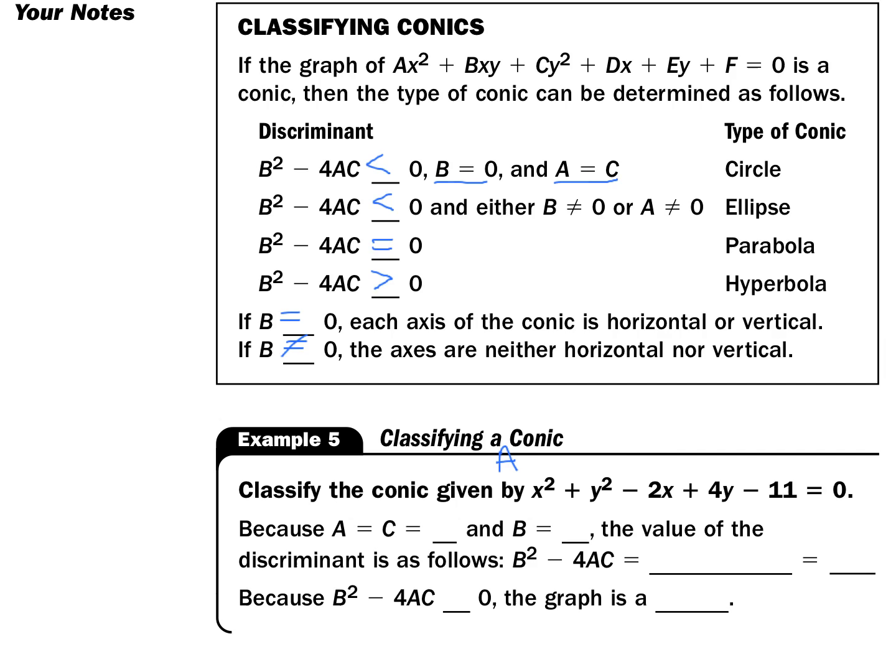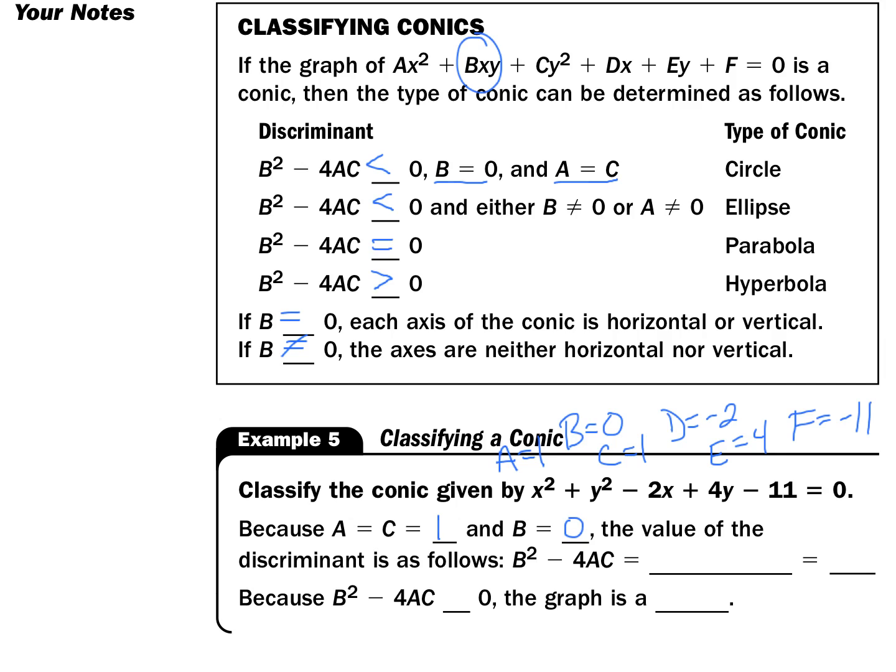So we can tell looking at this that a is equal to 1, b is equal to 0. Why is b equal to 0? Well, we have no xy term, so therefore it must be that we have 0 xy. And it's just not written there because if the coefficient is 0, then we don't write that term. c is equal to 1, d is equal to negative 2, e is equal to 4, and f is equal to negative 11. And again, really don't care about d, e, and f, but we'll name them just for the sake of naming them. So we can tell a is equal to c, which is equal to 1, and b is equal to 0.